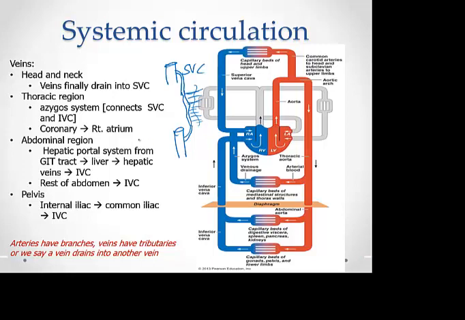So therefore, what happens in the abdominal region is that from the gastrointestinal tract, the blood goes into something known as the hepatic portal system. All the veins will drain into this hepatic portal system, from where it will go to the liver. All the nutrients will be removed, and then from the liver, hepatic veins will join with the inferior vena cava, and then blood will go back as normal, okay?